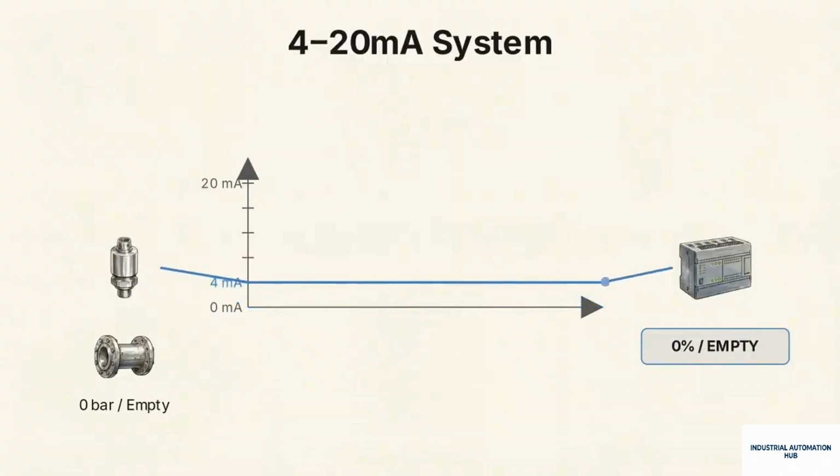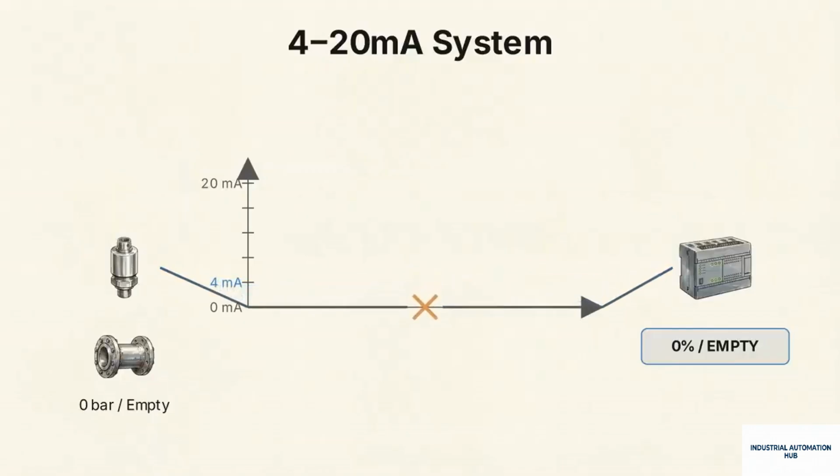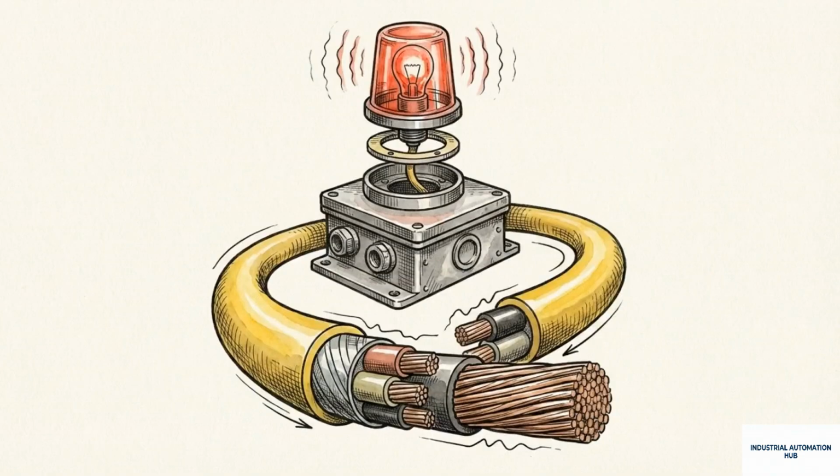Using the 4 to 20 milliampere system, the empty pipe outputs a baseline 4 milliampere signal. When the wire breaks, that steady flow instantly drops to 0. Because the PLC expects 4 milliamperes, a 0 reading instantly triggers a warning alarm. In the industry, this built-in safety feature is formally called a live 0.